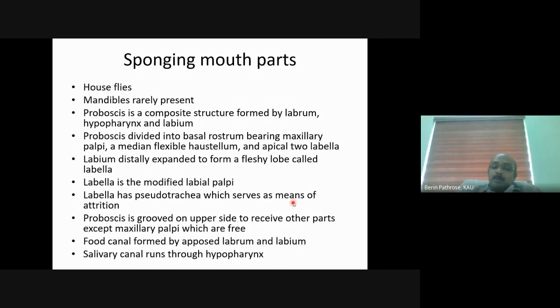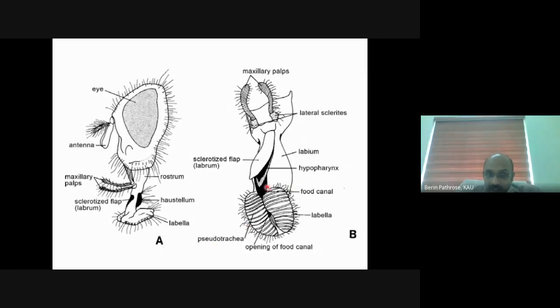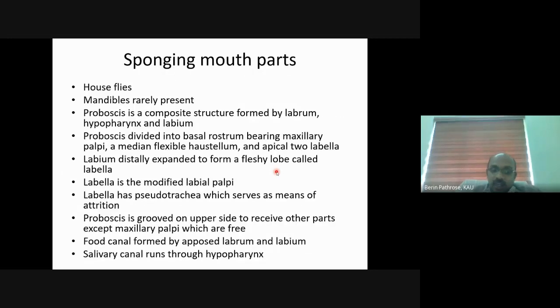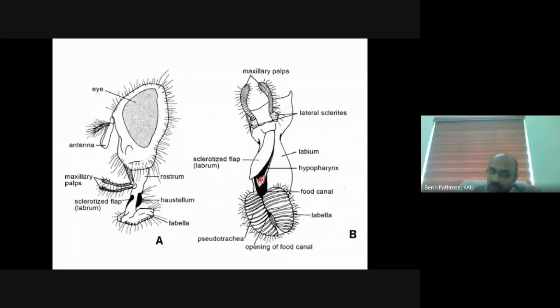And the proboscis is grooved, just like the proboscis is grooved in the case of dipteran and hemipteran mouthparts, and it receives all parts except the maxillary palpi. Maxillary palpi is free. The food canal is formed by the opposed labrum and labium. See over here, this is the food canal. This is the labium. This is the labrum. Labrum and labium are kept together and form the food canal. And the salivary canal runs through the hypopharynx.